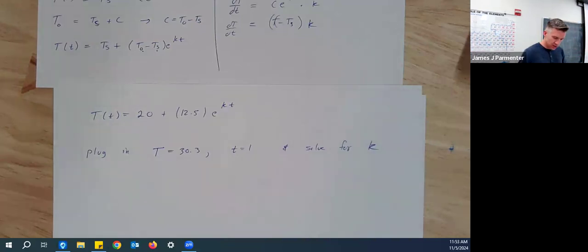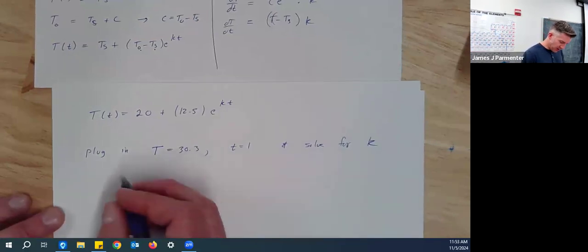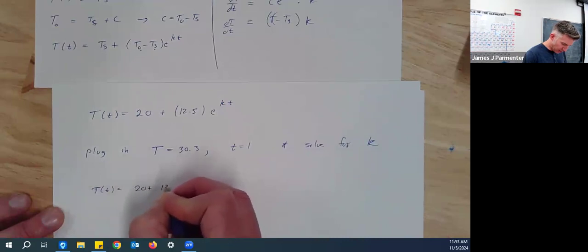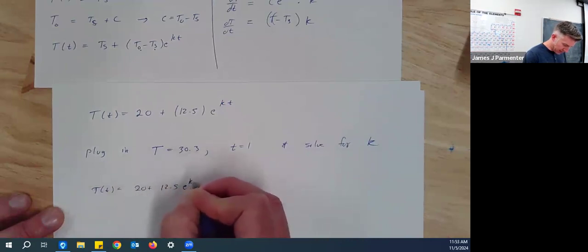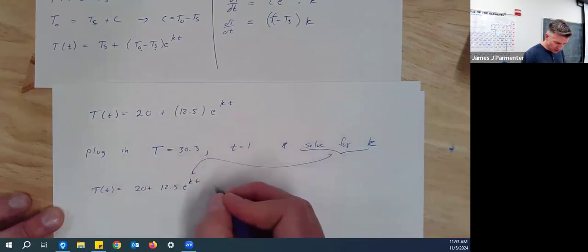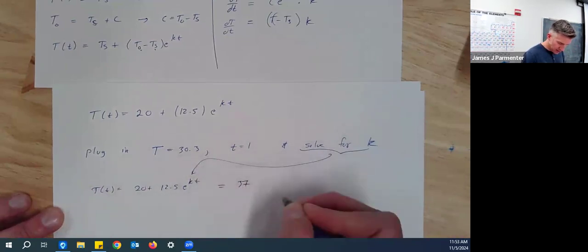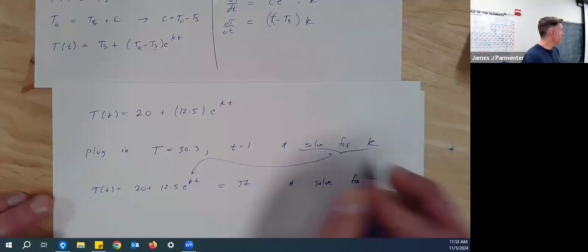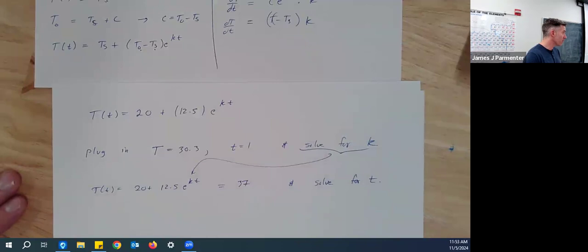Oh, yeah. So what you're going to do after this is you'll have the temperature at time t equal to 20 plus 12.5e^(kt), and you'll plug in this value for k, and then set this equal to 37 and solve for t. Now here's what's going to happen. When you solve for t, t is going to be a negative number because you have to go back in time to before the body was found.